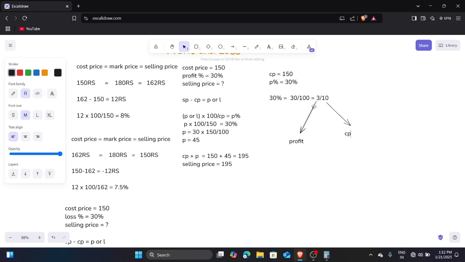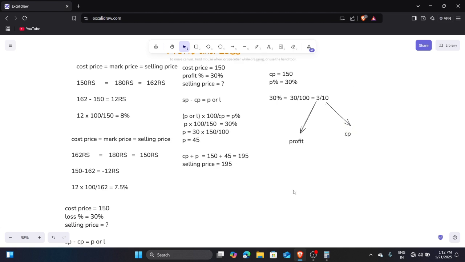But basically, I'm just trying to explain it. It changes time to time according to the question, depending on the situation. For currently, I just want to explain this: the 3 is showing the profit and the 10 is showing the CP, cost price. How this is showing, I will explain that also.